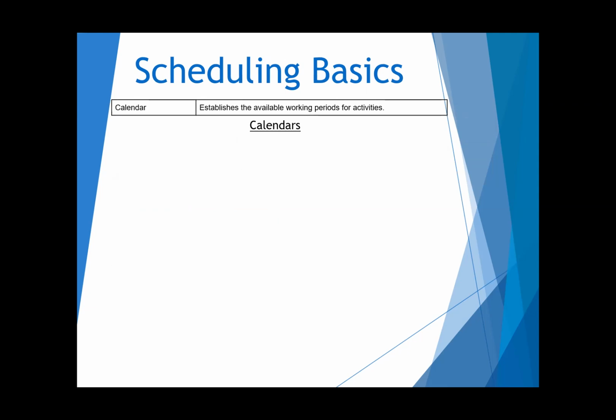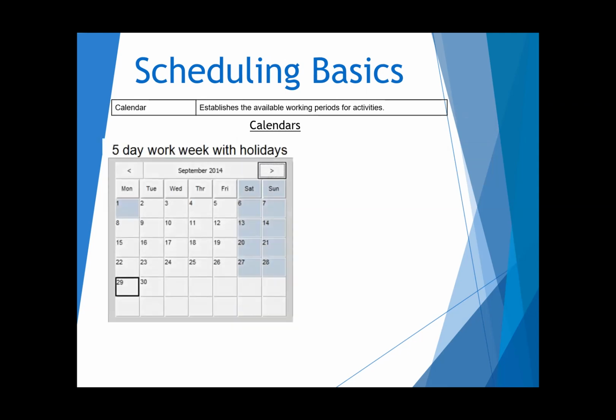Calendars. We all work 5-day work weeks, Monday through Friday. As you see on here, the dates are shaded for Saturday and Sunday. And if you look at September 1st, why is that shaded? That will be one of the questions you're going to get later on.